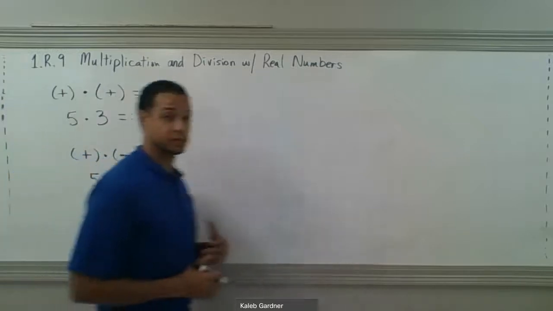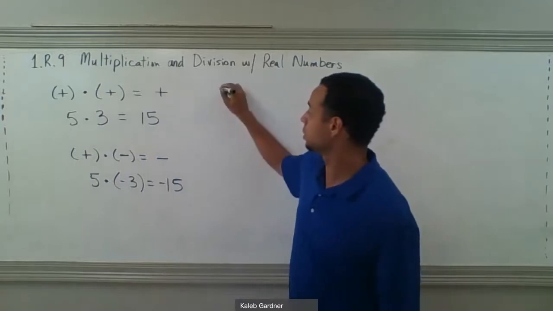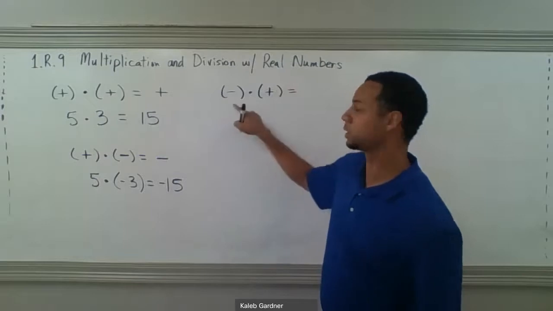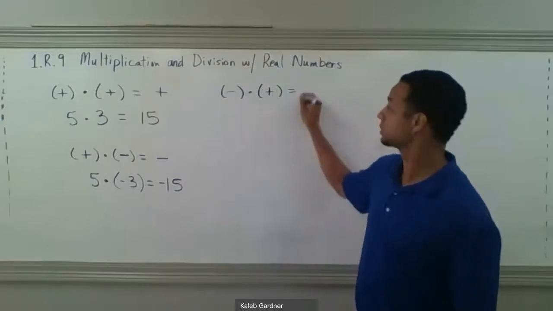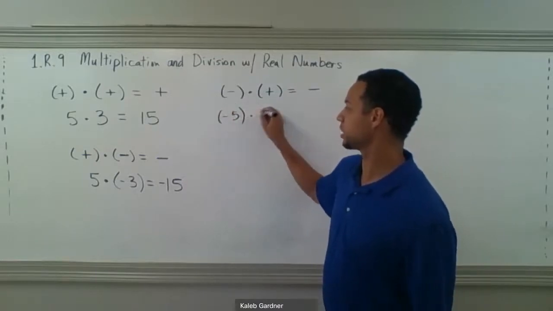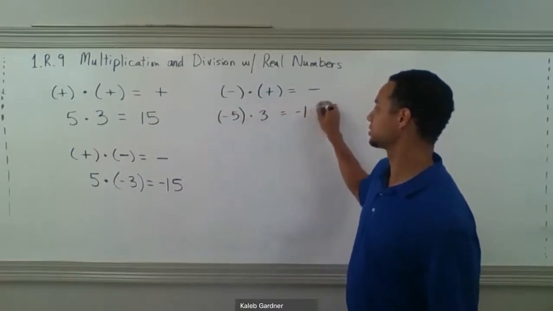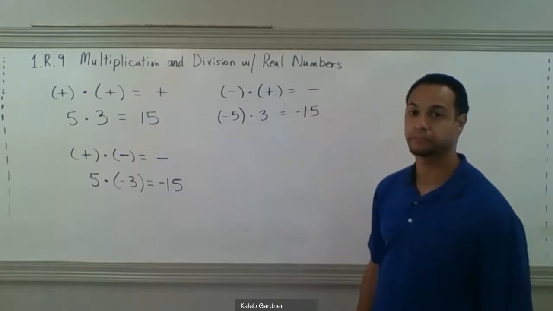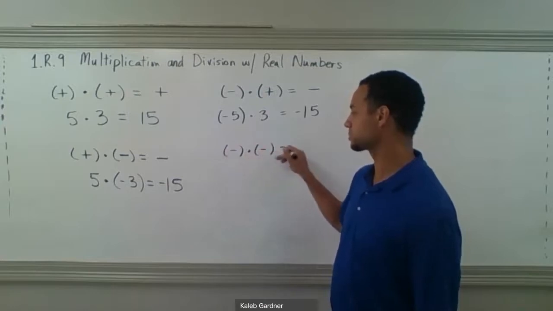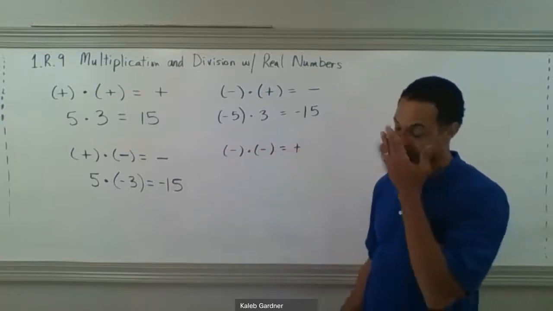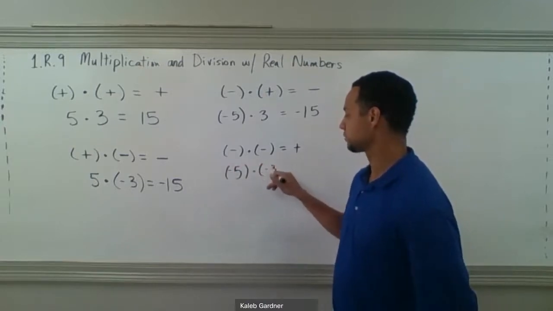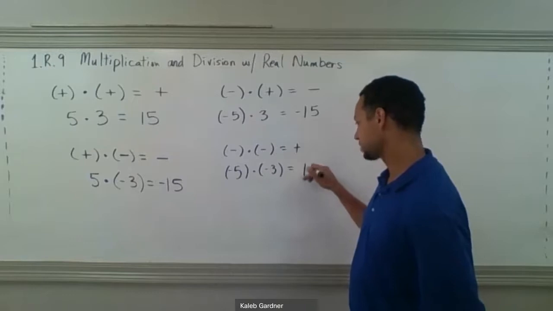Okay, so keep that in mind. Let's progress. What about a negative times a positive? A negative times a positive is a negative. So again, negative 5, for example, times 3 is again negative 15. Finally, a negative times a negative, this one's everybody's favorite, right? A negative times a negative is a positive. So negative 5 times negative 3 is positive 15.